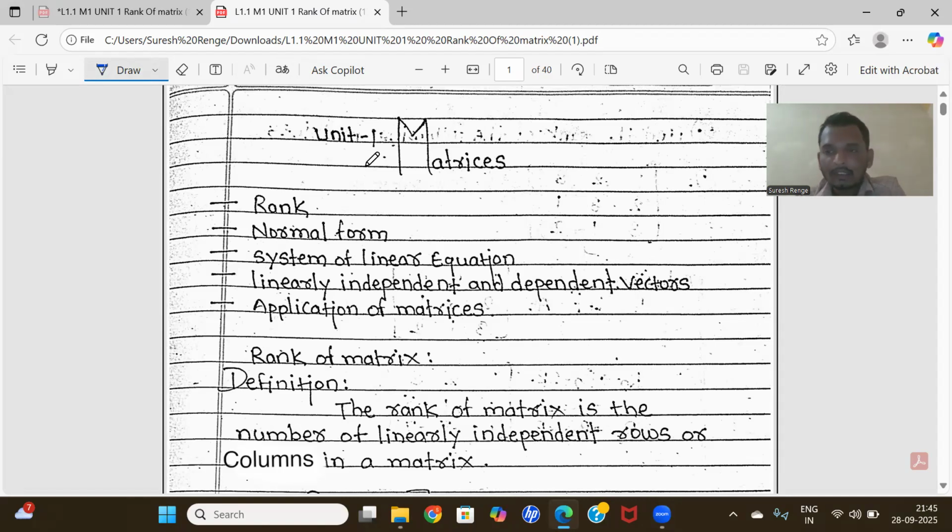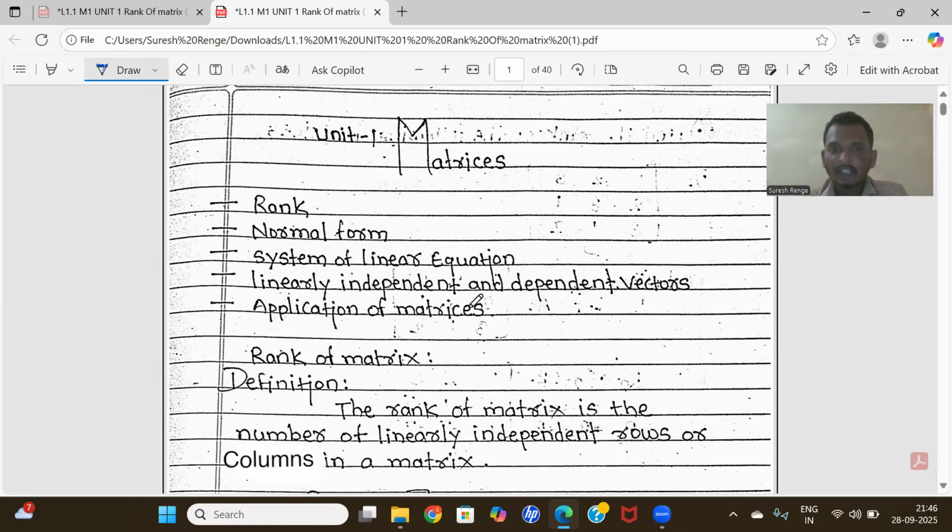There are two different patterns for finding this rank. By using the echelon form and the normal form of a matrix, we are able to find the rank. The next point in this unit is the system of linear equations. We want to check the consistency and inconsistency of the system. If the system is consistent, then we find the solution. There exists a unique solution, infinite solutions, whatever that we want to discuss in this series.